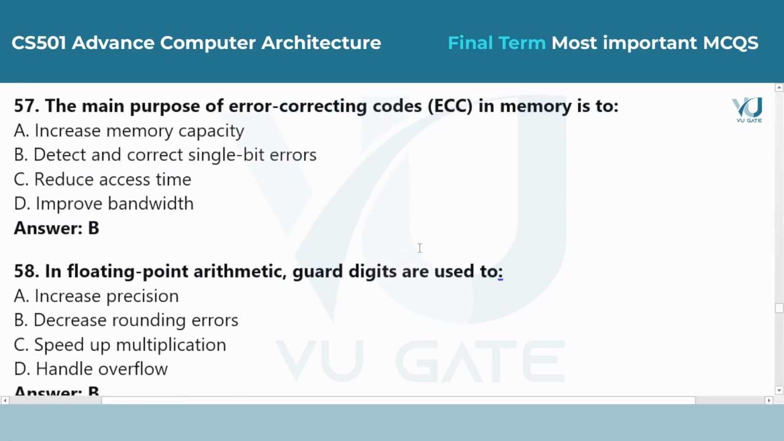57. Question: the main purpose of error-correcting codes, ECC, in memory is to? Answer: B. detect and correct single-bit errors. Concept: it uses extra bits to automatically fix data that gets flipped due to electrical noise.